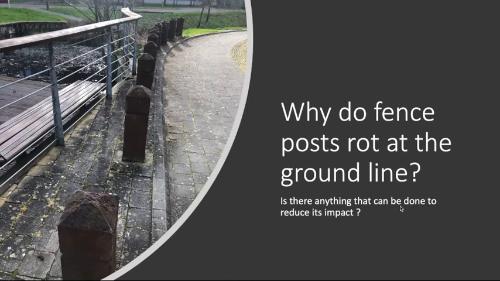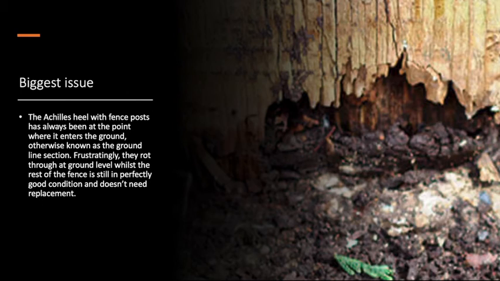Why do fence posts rot at the ground line? Is there anything that can be done to reduce its impact? The biggest issue with a fence post, or its Achilles heel, is the point where it enters the ground, otherwise known as the ground line section. This often rots whilst the rest of the fence post is still in perfect condition.